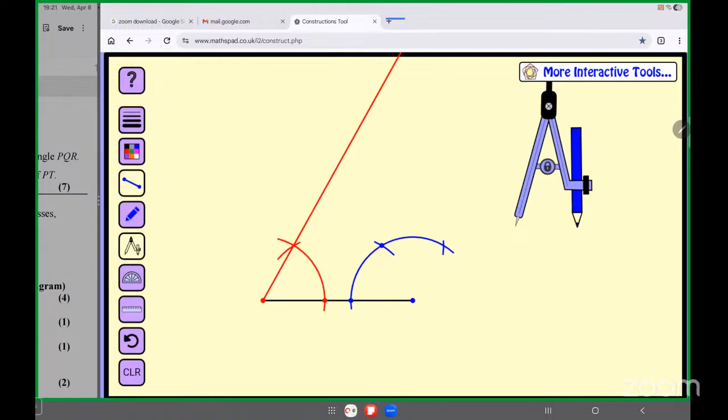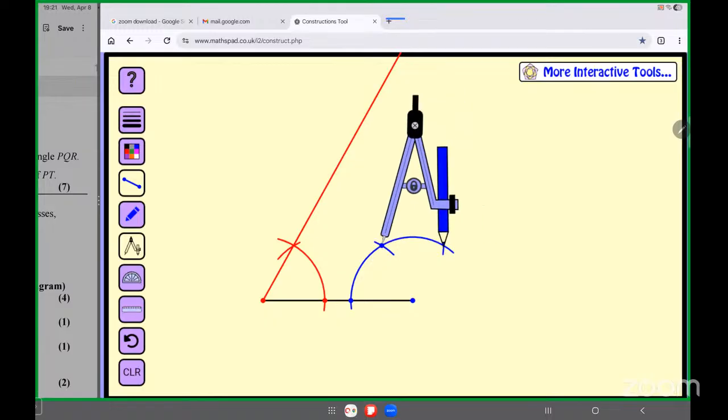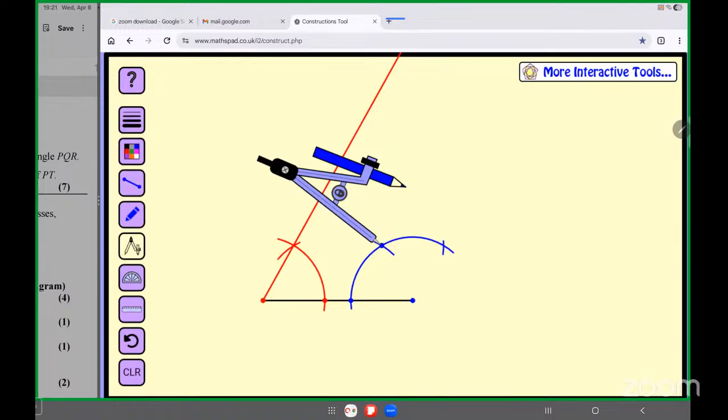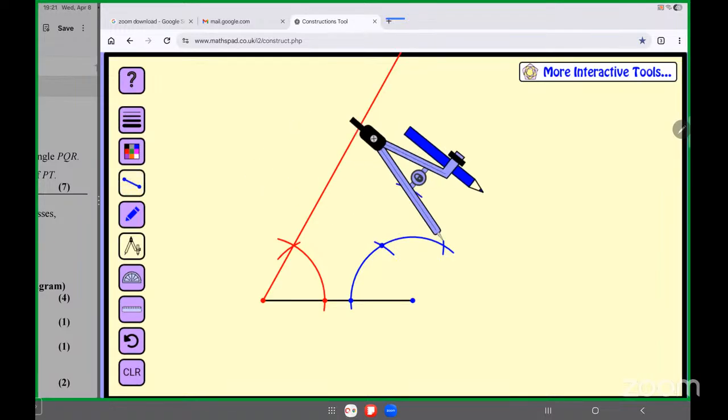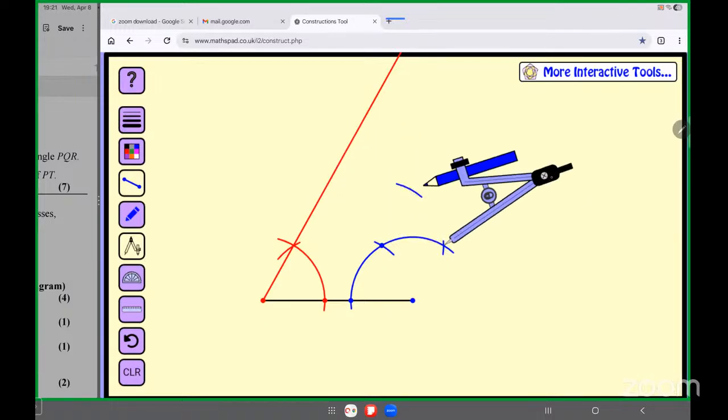We need to bisect the second 60. This is the second 60 up here. So come to this end of it, you're going to bisect it. So come up here, make an arc above it. Come to the other end of the 60. Rotate. Cross that one.